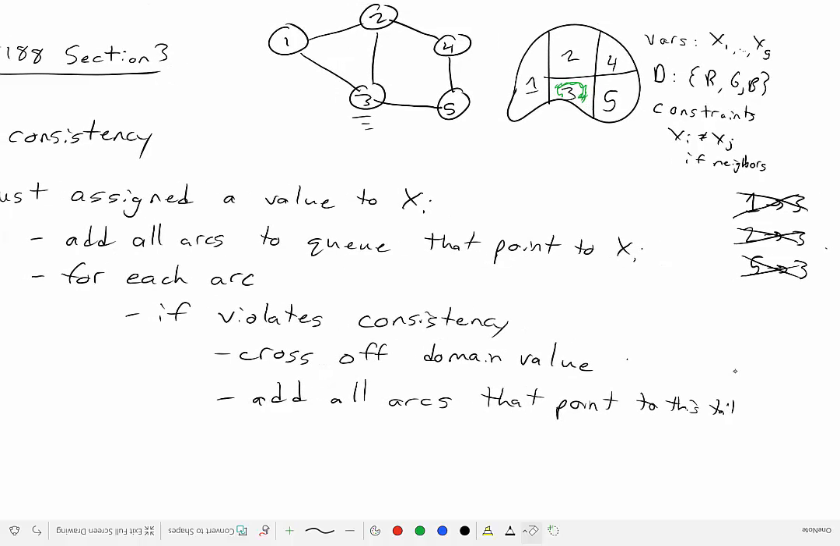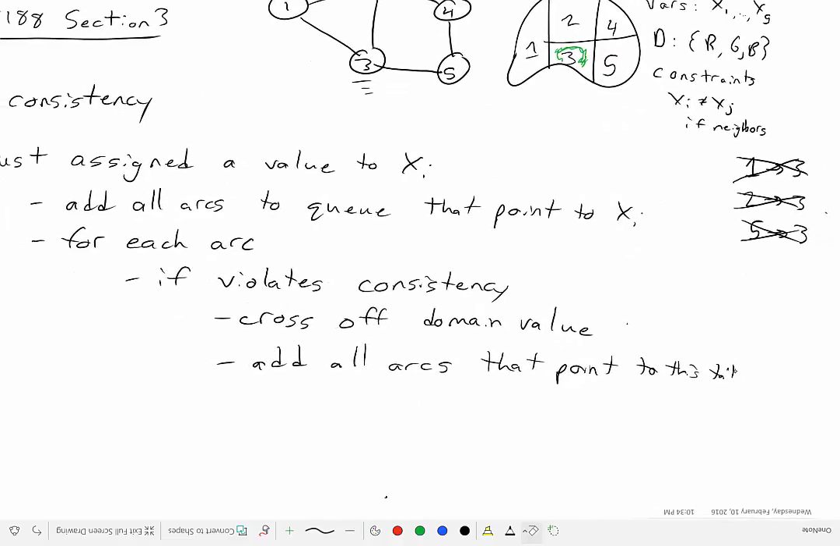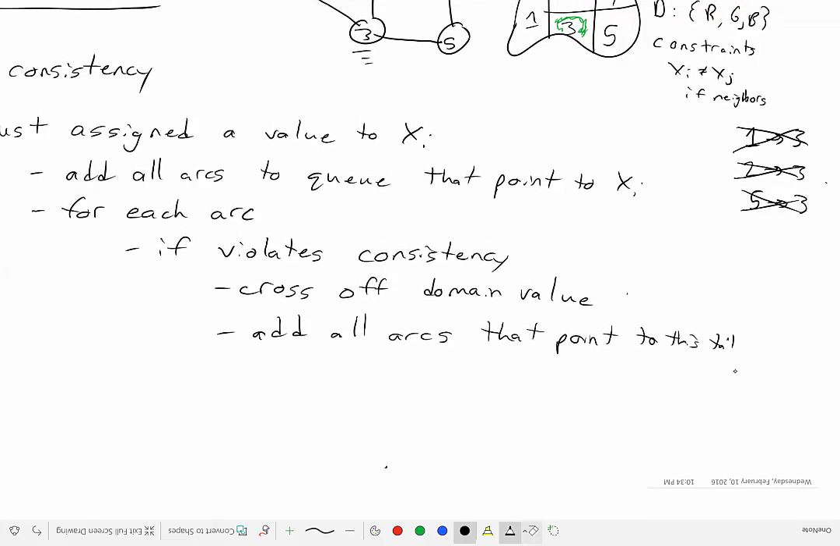Okay, so let's show the difference between forward checking and arc consistency. So again, if I do x1, x2, x3, x4, x5, I have all the values, RGB.